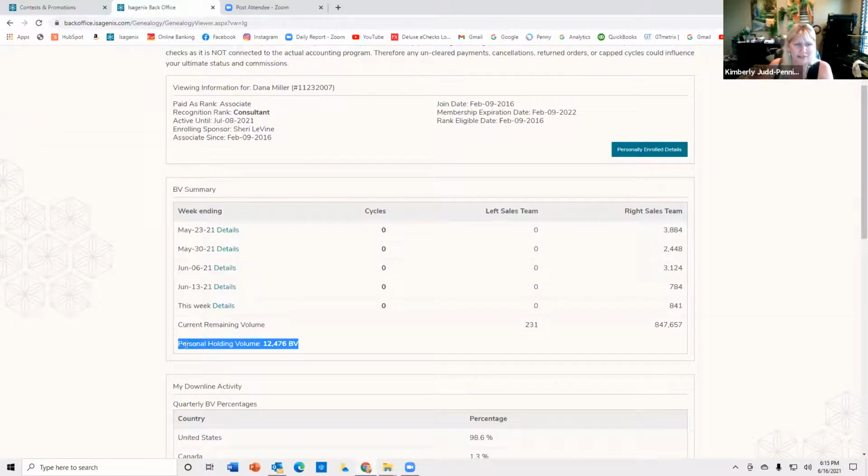This personal holding volume is from their own orders, and she's been ordering a very, very long time, obviously. So this 12,476 BV gets added to the lowest volume leg, because obviously this one is 847,000 and this one is 231. They add this to this, which gives us a total of 12,707. Do you get that, Teresa?